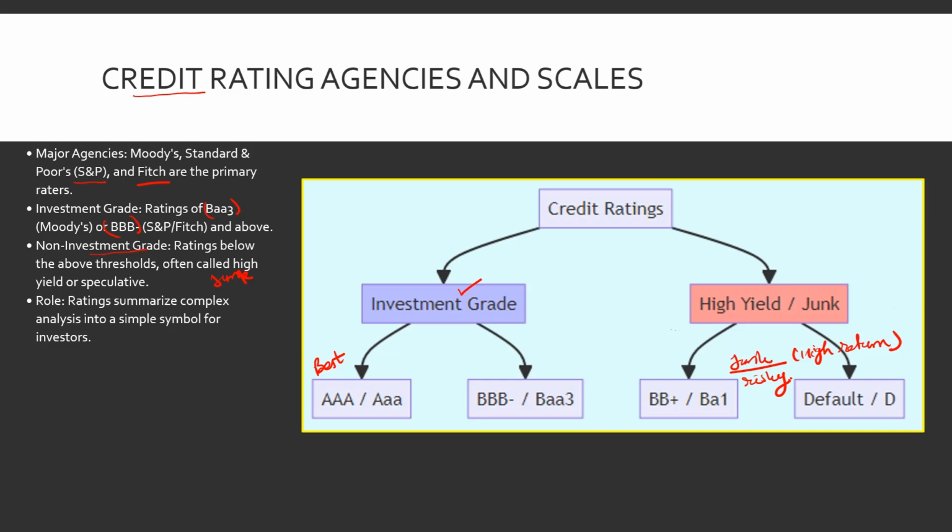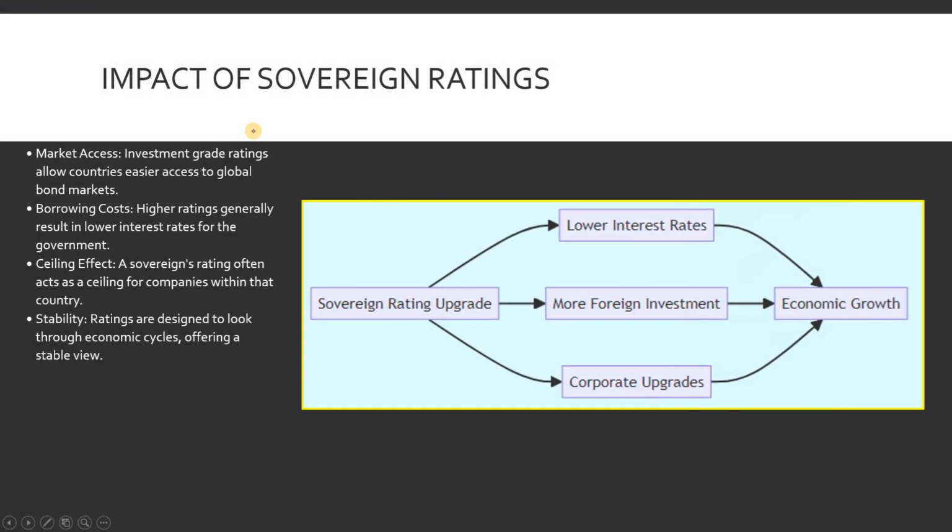Impact of sovereign ratings. Sovereign ratings have a profound impact on a country's economic health. A high investment grade rating provides market access, allowing a country to easily tap into global capital pools. It also results in lower borrowing costs, as investors demand less of a risk premium. Furthermore, a sovereign's rating often creates a ceiling effect. It is very rare for a company's credit rating to be higher than the rating of the country it is based in. Ratings are designed to be stable and look through short-term economic cycles, providing investors with a long-term view of a nation's fundamental creditworthiness.